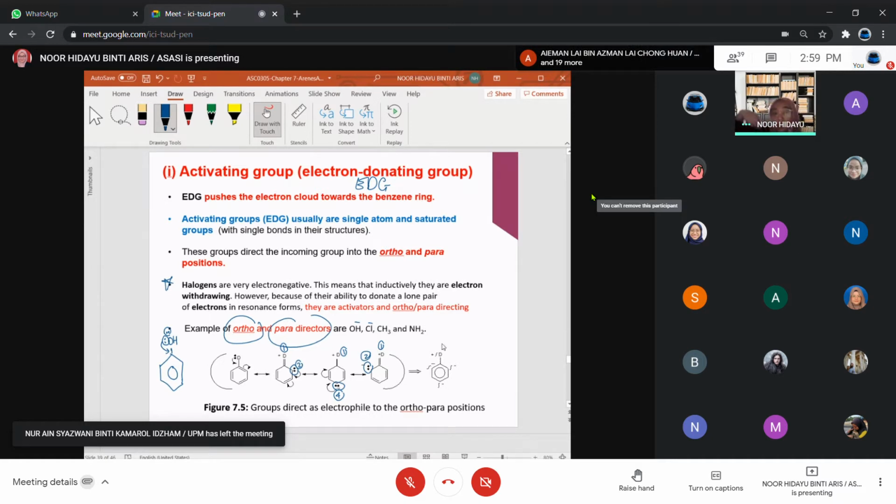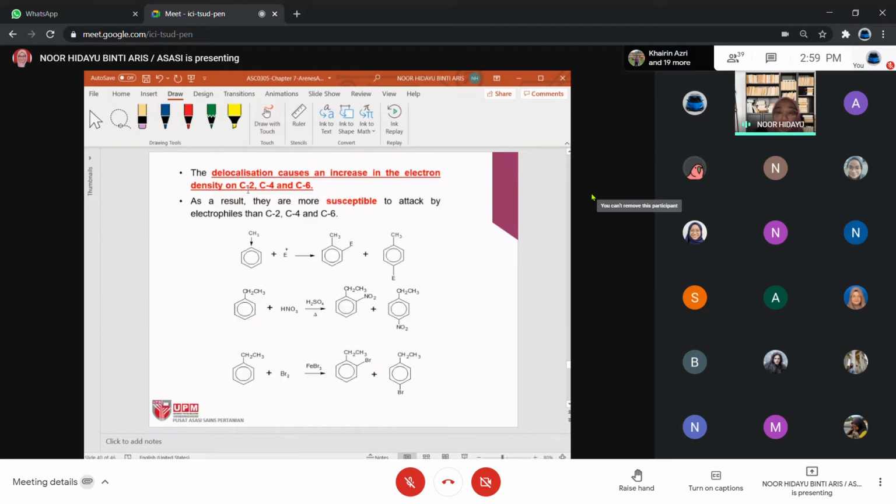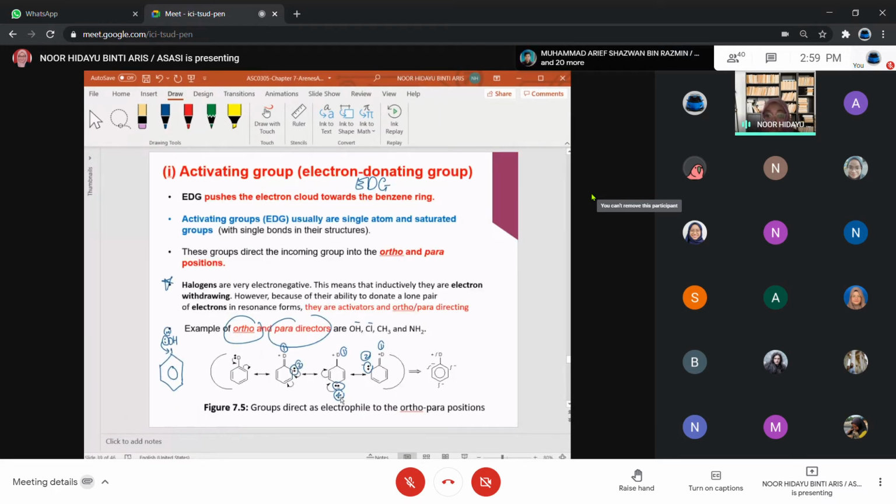Okay, that's why bila electrophile nak substitute the hydrogen, dia akan tertarik yang dekat more electronegative. Okay, dekat sini. Yang electron density dia tinggi. So bila second substituent nak masuk, dia akan masuk dekat carbon kedua dengan carbon keempat. Okay. So the delocalization causes an increase in the electron density on carbon number 2, carbon number 4 and carbon number 6. Okay, carbon kedua, carbon keempat and then kat sini yang keenam lah supposedly.